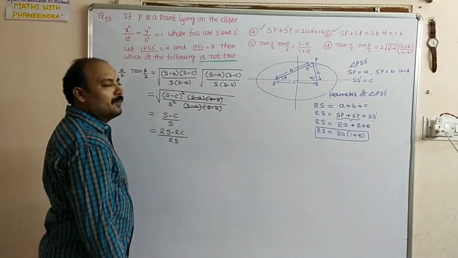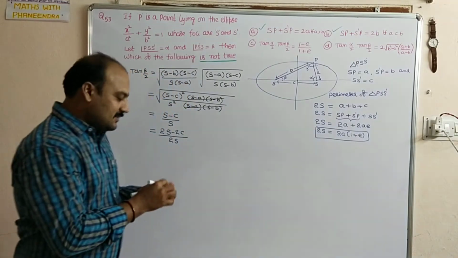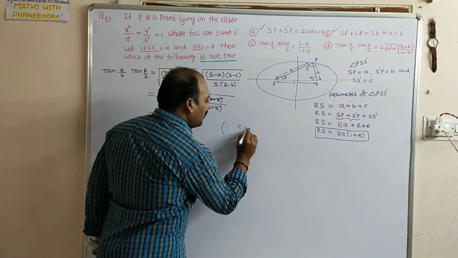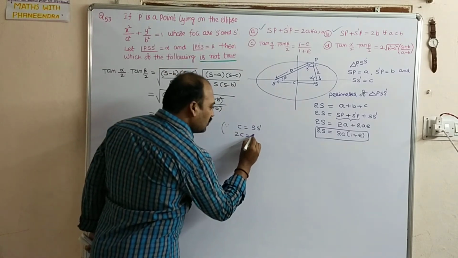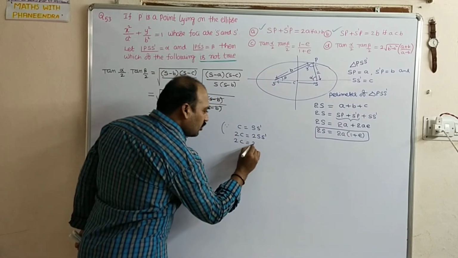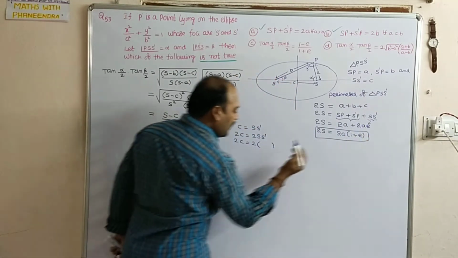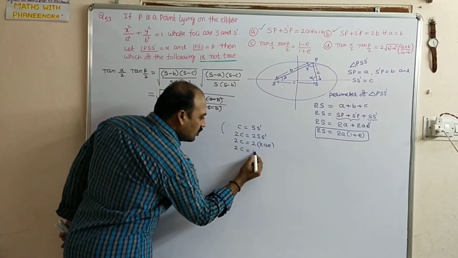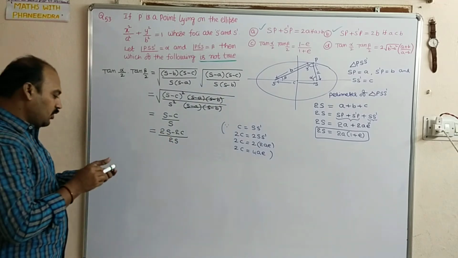2C value, how will it come? What is C value? Since C is equal to SS dash, 2C is equal to 2 into SS dash. SS dash value is 2AE. So 2 into 2AE, ultimately 2C is equal to 4AE. So wherever 2C is there, you have to replace it with 4AE.